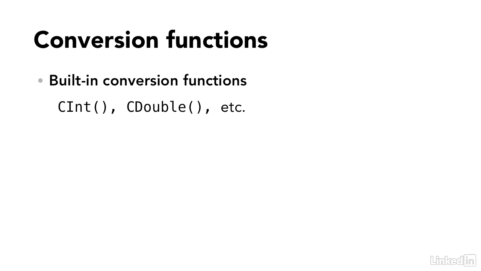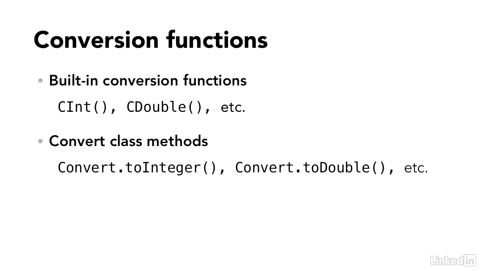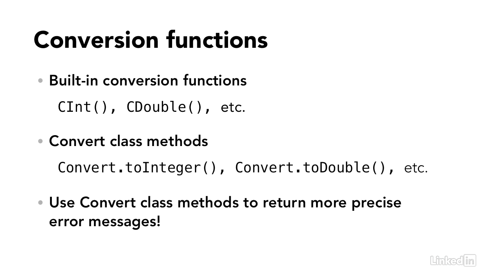The newer set of methods are members of a class called Convert. They're called ToInteger, ToDouble, and so on. In general, you'll get more precise error messages by using the Convert class methods, and they're generally recommended over the older built-in conversion functions.